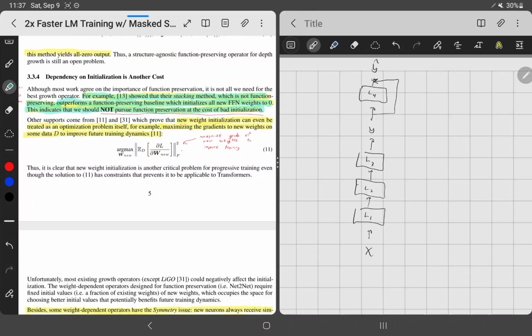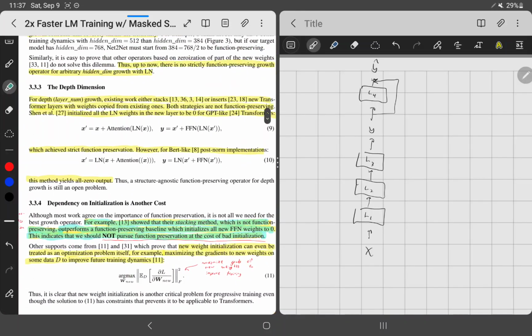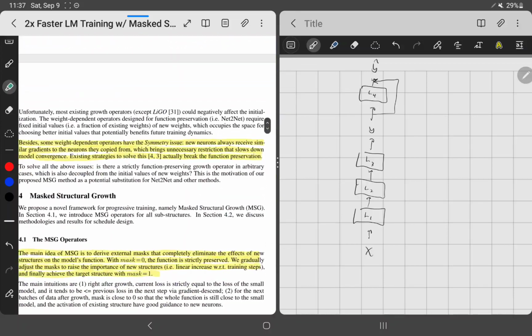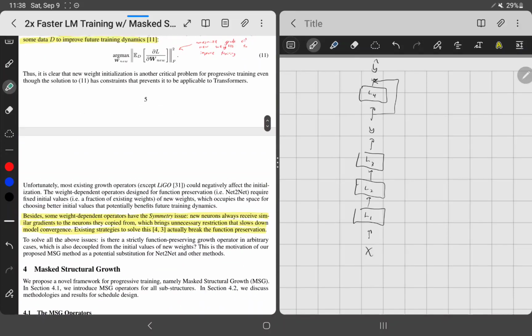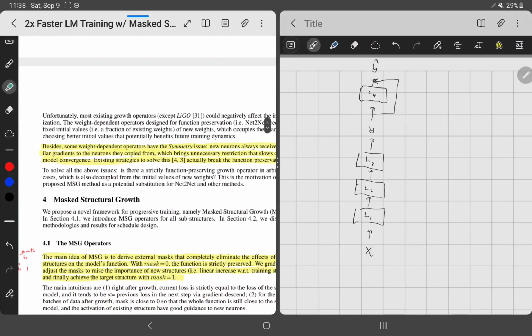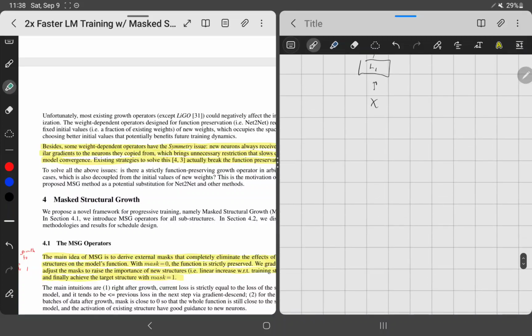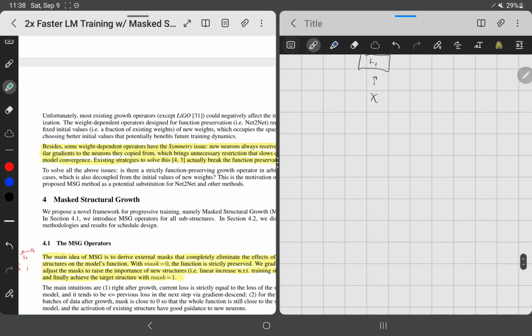So they are pursuing a method to initialize a new layer, but without a bad initialization like all zeros. So that's the second issue they mentioned. Those are the issues with the previous method.